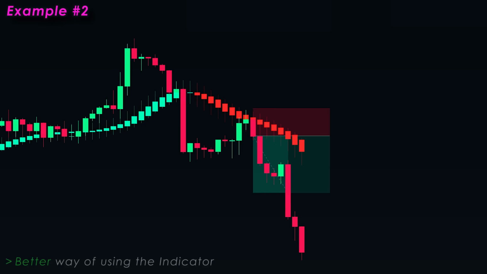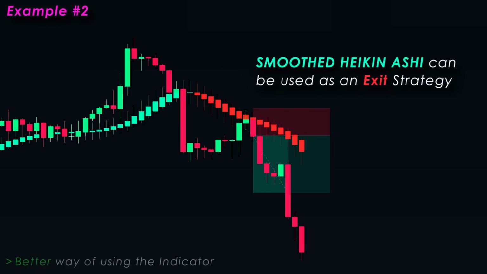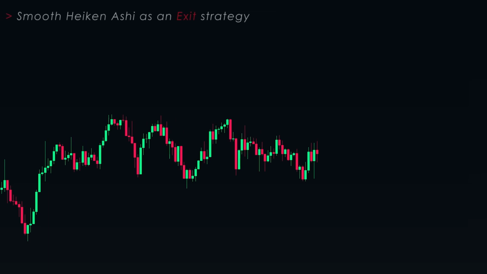Now, aside from using it as an entry indicator, you can actually use the smooth Heiken Ashi as an exit indicator as well, specifically a trailing stop loss indicator. By using its ability to analyze the strength of an existing trend, it could be an effective tool if you want to keep your winners running and maximize your profits in a trade. So, here's a strategy example.